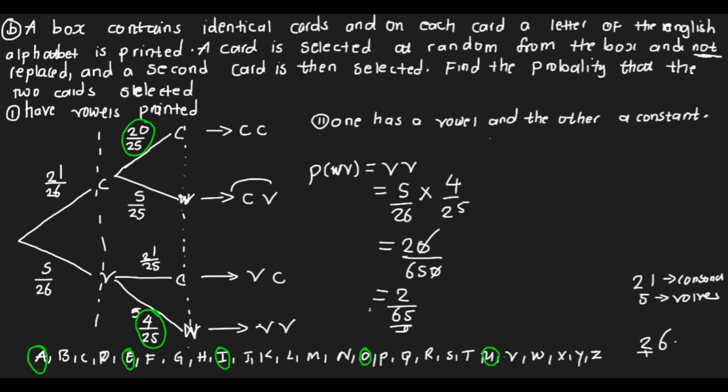Then for the second part, Roman numeral 2, one is a vowel and the other a consonant. So this is our area of interest. We say probability of one vowel and one consonant. So this will be CV plus VC. The C is 21/26, and our V is 5/25.